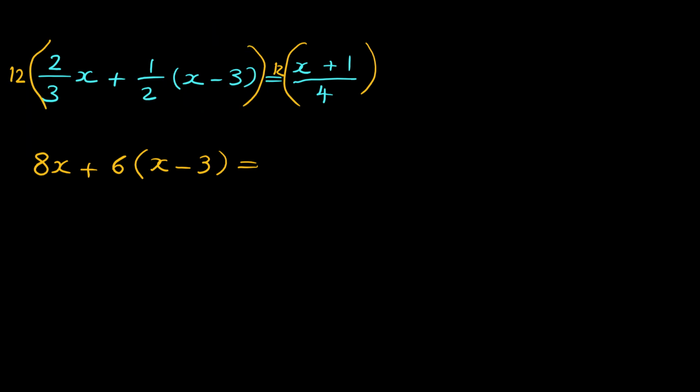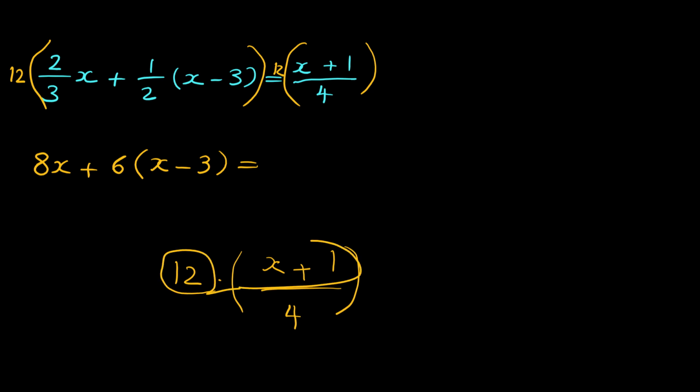Now look at the right side. We want to multiply 12 by (x plus 1) over 4. Again, you can say multiply numerator by numerator. No, don't make that mistake. It's not a good idea to do it that way. 12 in the numerator cancels with the denominator first, then we have 3. Please pay attention.